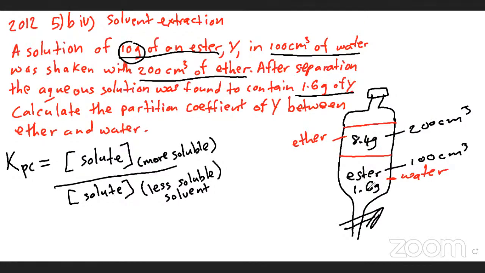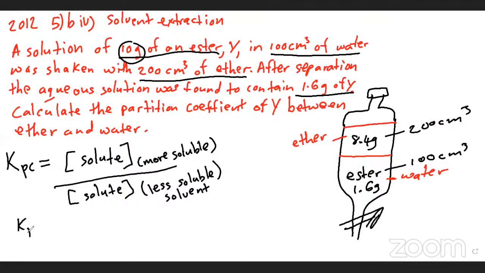If I start out with 10, and at the end of the process you have 1.6 remaining in the aqueous layer, that means the remainder has gone into the organic layer, which is the ether. The concentration that we are using is mass concentration. So for the ether, it is 8.4 gram in 200 cm cube. So we need to work out the ether.